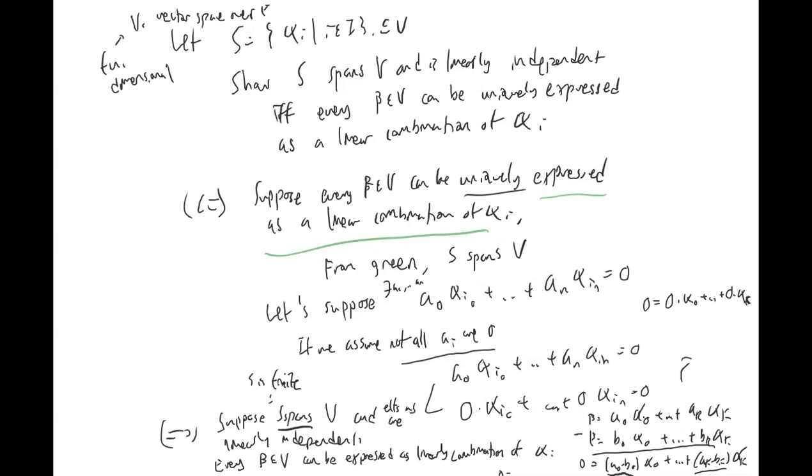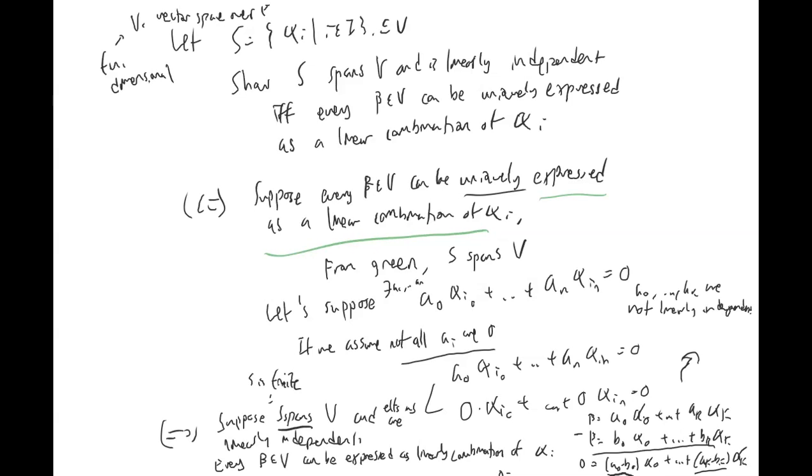Sorry, wrong thing, I did the other one. Ignore what I said. From here, it shows that alpha 0 to alpha k are not linearly independent. I forgot we're going the other way.